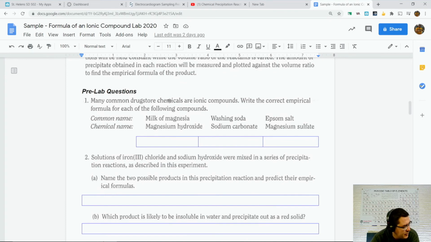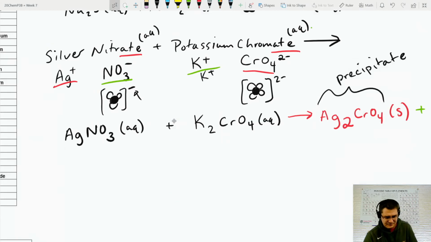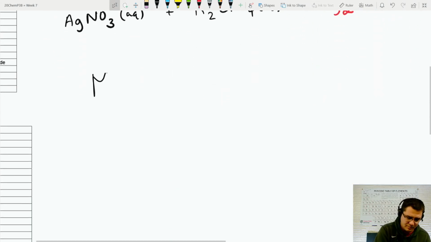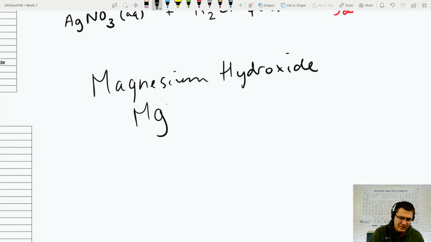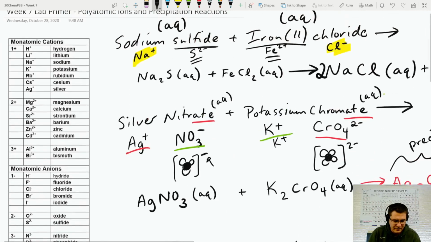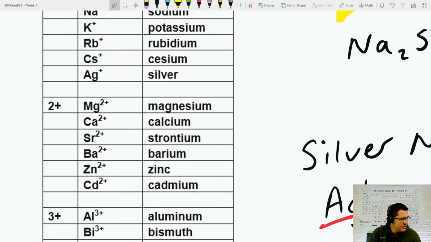Many common drugstore chemicals are ionic compounds. Write the correct empirical formula for each of the following compounds. So milk of magnesia is known as magnesium hydroxide. And so for magnesium hydroxide, this is what we'll spend a lot of time practicing, is you're going to look up these ions. So magnesium is just a cation made out of magnesium. It's lost 2 electrons. Again, you don't have to memorize them. Just go look them up. There's magnesium.